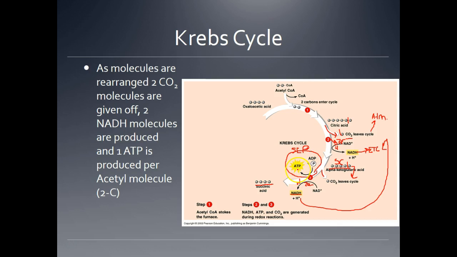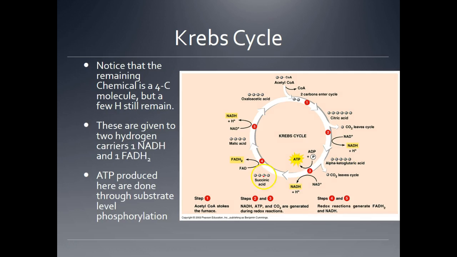We're going to produce 1 molecule of ATP per acetyl, or per cycle, and this cycle happens twice per glucose. Okay, why does it happen twice? Because you have 2 acetyl coenzyme A's produced per glucose. So we're going to produce 2 molecules of ATP just as bonus while we're doing the cycle. So we are left with a 4-carbon succinic acid molecule.